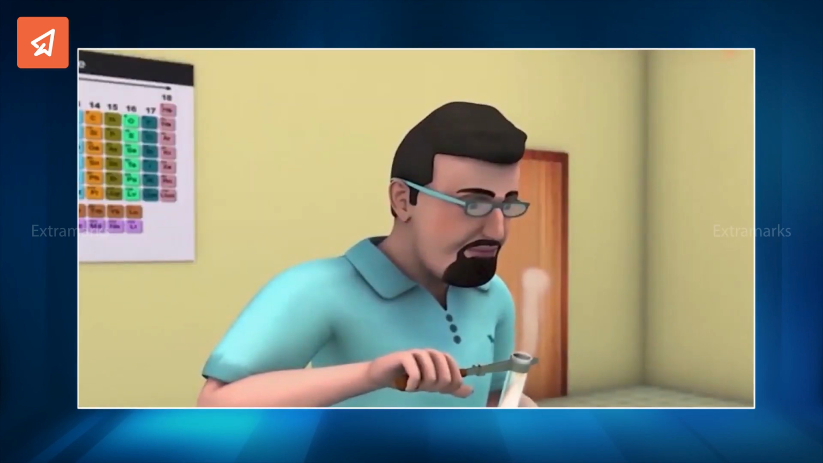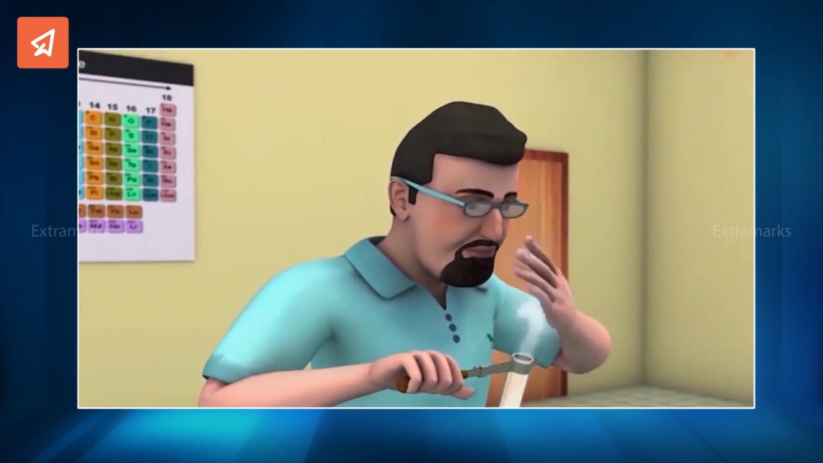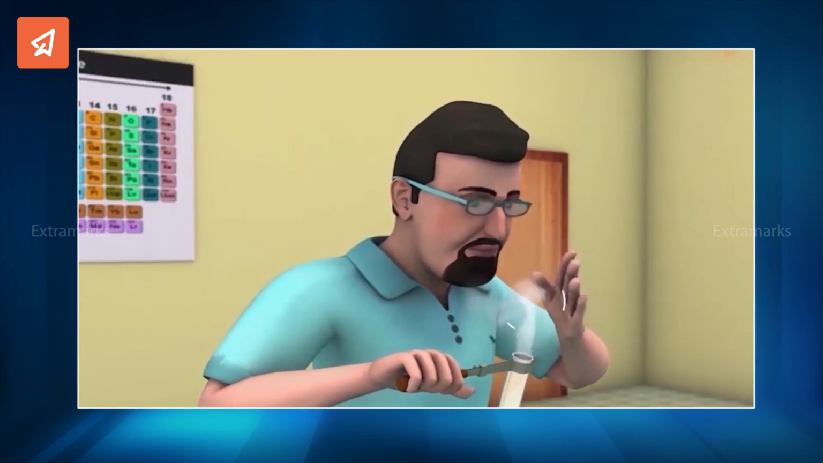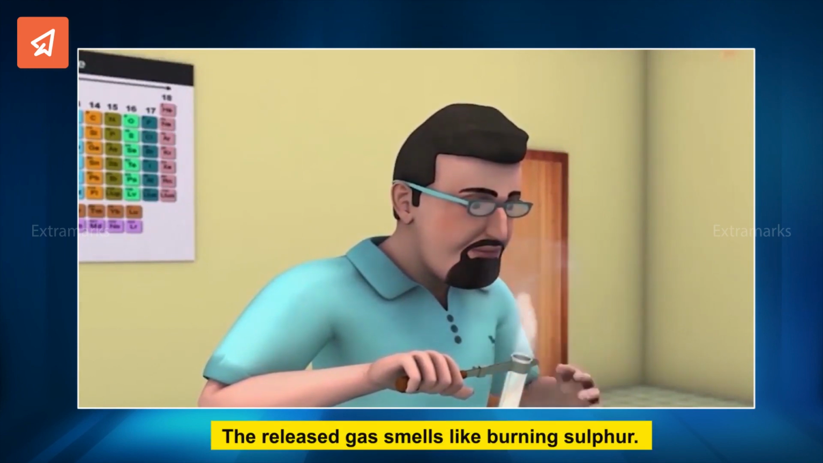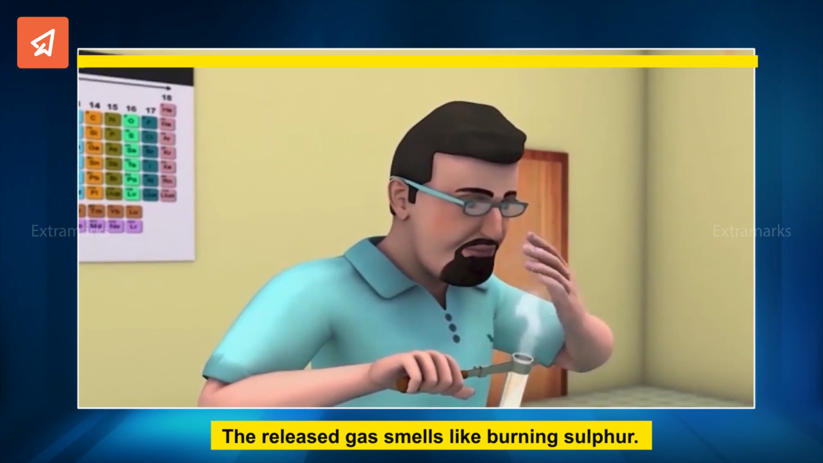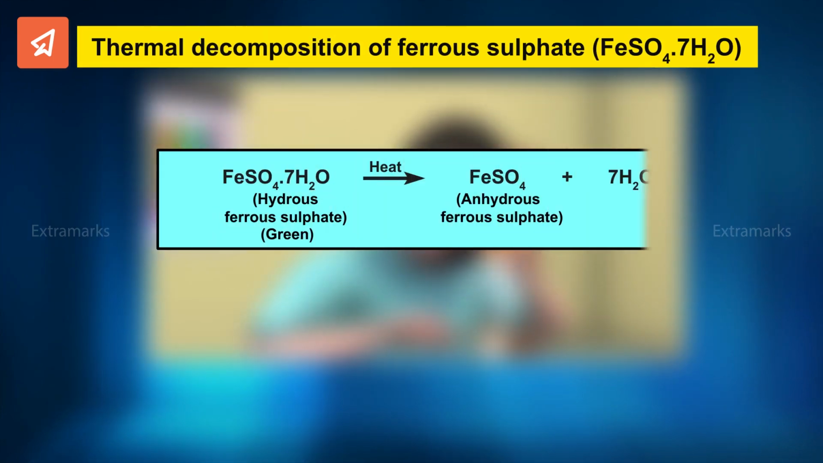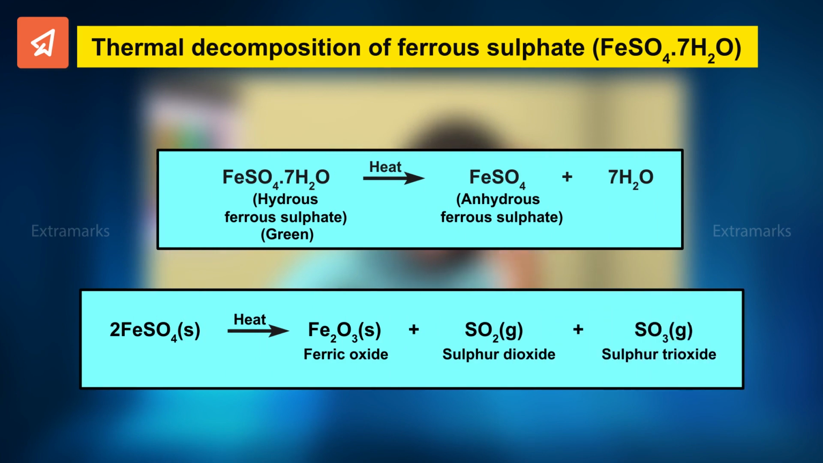If you smell the evolved gas by gently wafting it towards your nose, you will observe that the gas smells like burning sulfur. Here, ferrous sulfate gets thermally decomposed to three substances: ferric oxide, sulfur dioxide, and sulfur trioxide on heating.